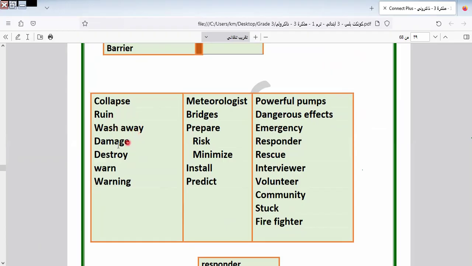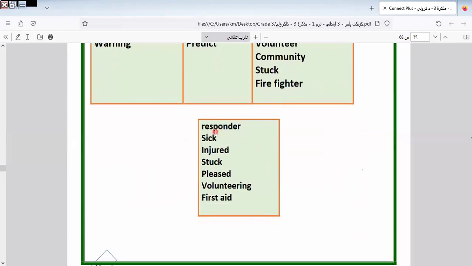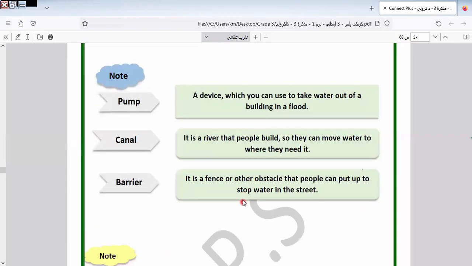Rain, wash away, damage, destroy, warning. Meteorologists, bridges, prepare, minimize, install, predict. Powerful pumps, dangerous effects, emergency responder, rescue, interviewer, volunteer, community, stuck, and firefighter. Here is responder, sick, injured, stuck, first aid.